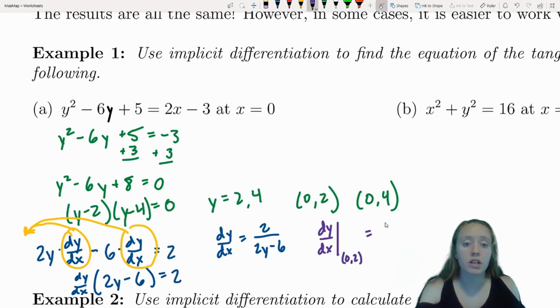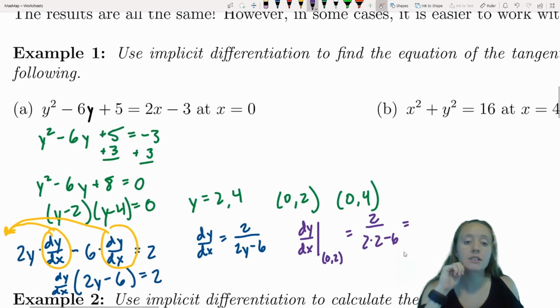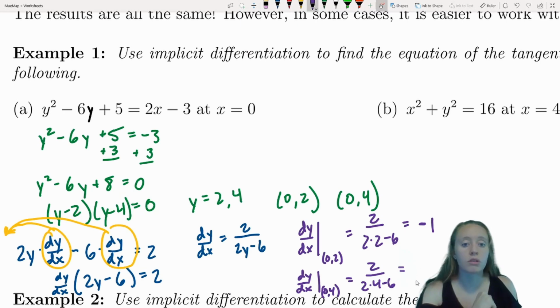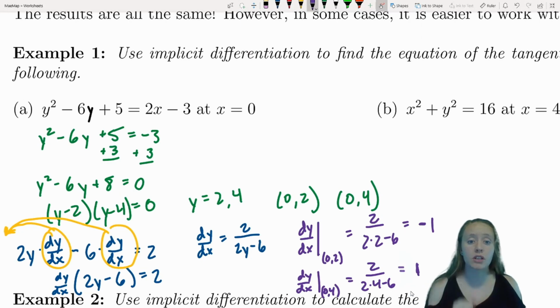So for my first one, the derivative of y with respect to x at the point (0, 2) is going to be 2 over 2 times 2 minus 6. That's 2 over 4 minus 6, 2 over negative 2, which leaves me with negative 1. My other derivative, dy/dx at the point (0, 4), is going to be 2 over 2 times 4 minus 6, which is 2 over 8 minus 6, 2 over 2, a positive 1. My slope is negative 1 for the point (0, 2) and positive 1 for the point (0, 4).